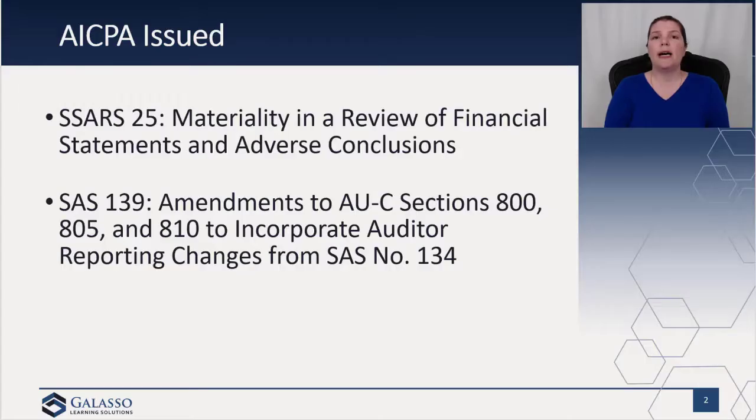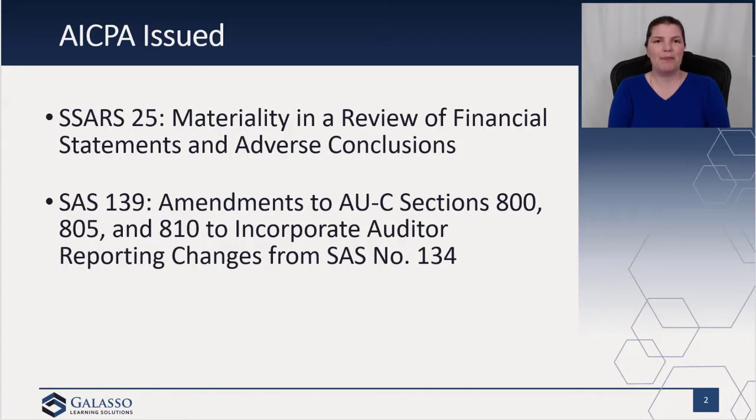The AICPA started off pretty strong, and then obviously with some COVID action, delayed a little bit, but they did get out two big standards. The first one was SAS 25, two major changes here. First, the requirement to calculate materiality in a review.